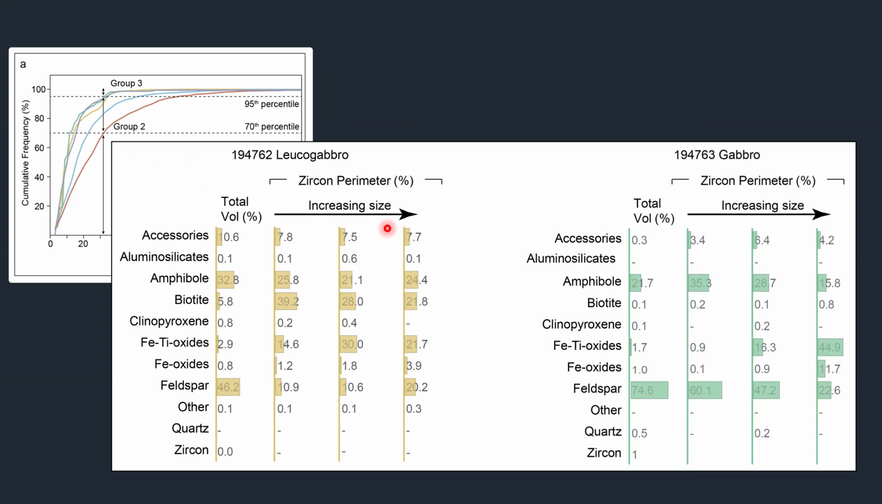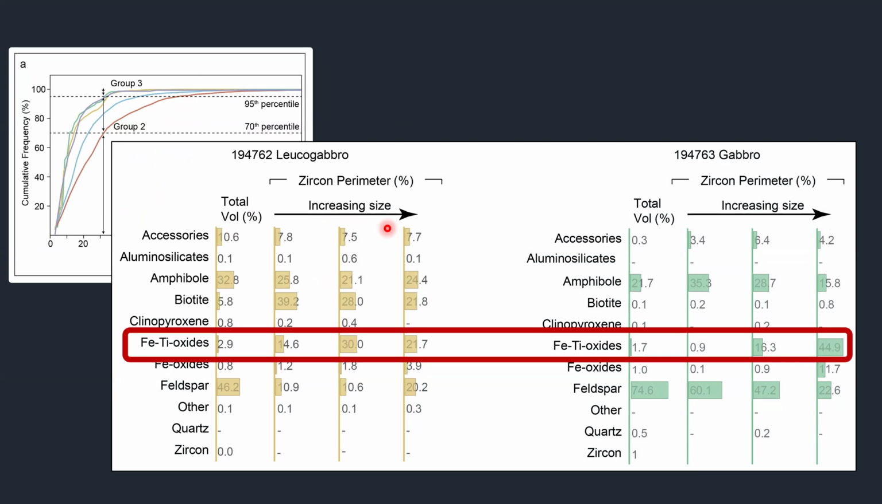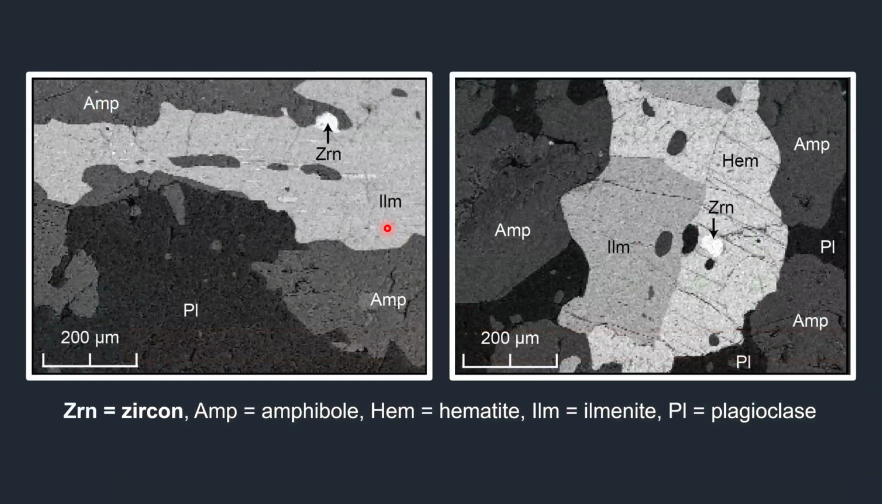What was interesting was that in our lower silica rocks, we noticed that our zircon are associated with iron titanium oxides, and our iron titanium oxides have a very low percentage volume in the rock, and yet they are very important to these zircon. In fact, the larger zircon are more strongly associated. This is a trend we see in our lower silica rocks, and this is what that might look like. Here you can see zircon exsolving to ilmenite and adjacent to amphibole. And here it is very close to ilmenite, entirely surrounded by hematite. They also tend to be quite strongly associated.